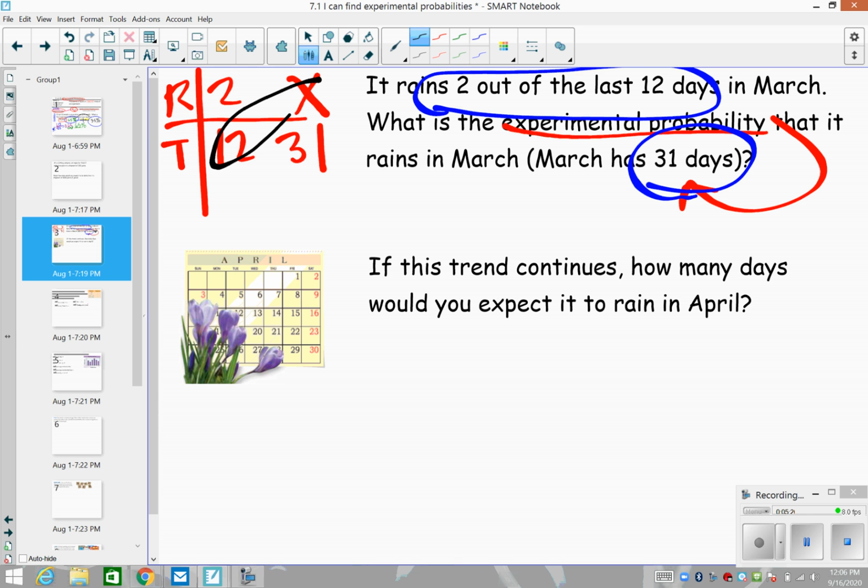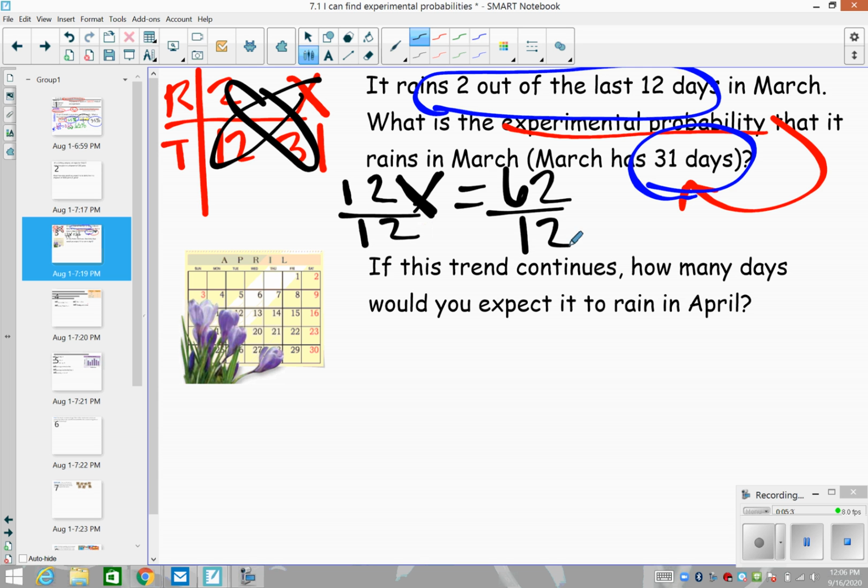This now is that proportional idea because it's not a percent. So 12x is equal to 62. Divide by 12. Divide by 12. Where am I getting that 62? It's that 31 times 2. We're trying to predict how many days we anticipate rain over the course of March, which is 31 days long.